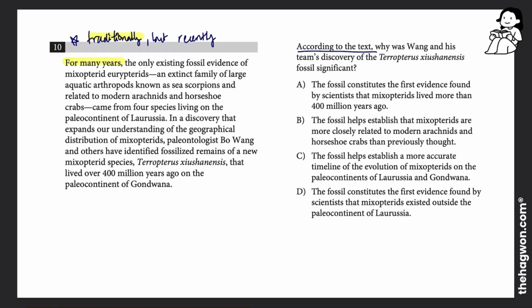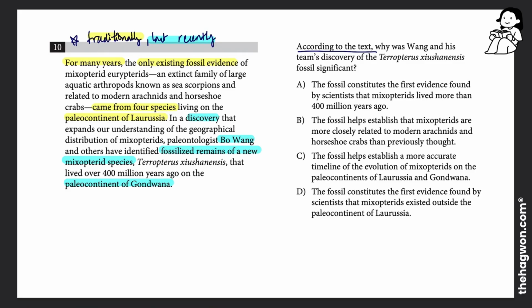So traditionally, we used to think that the only existing fossil evidence came from 4 species living on the paleocontinent of Laurussia. So that's what we used to think. But now we know through this recent discovery by this paleontologist that we have fossilized remains of a new species that lived over 400 million years ago on the paleocontinent of Gondwana. So they lived on a different continent or a different geographic area entirely.